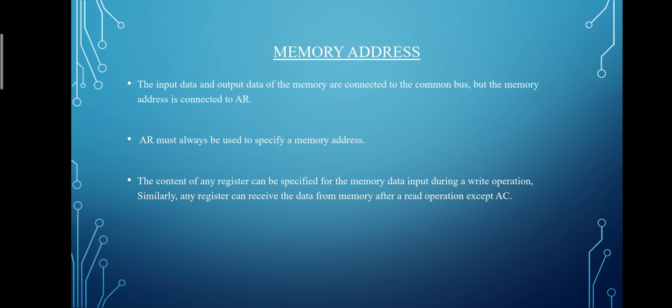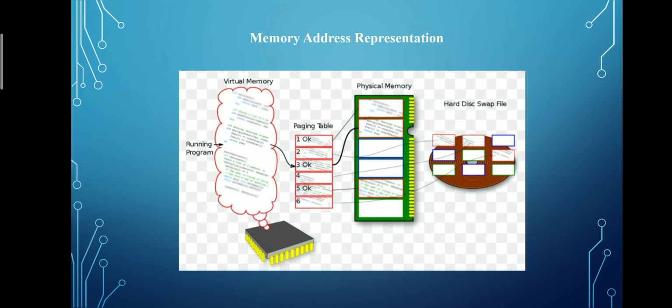Now the memory address. Normally the memory has input data and output data connected to a common bus, but the memory address is connected to AR. This data bus and memory address are not the same. They have separate unique values and processes. And AR must always be used for a specific memory address. So normally the memory address is represented like this.